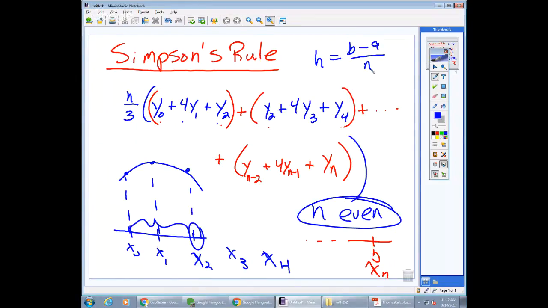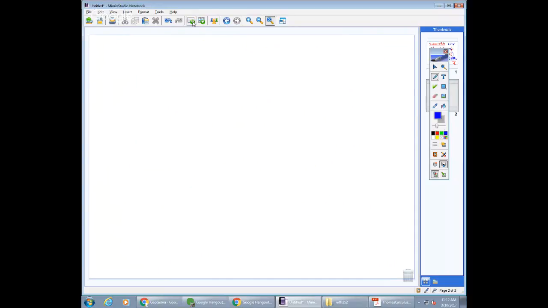Now notice there's some repetition here. The endpoint on the right in one of these groups is the beginning point on the left. And so those are always going to line up like that. So I'm going to have to double those guys. So you can clean this up algebraically. So another version of Simpson's rule looks like this.